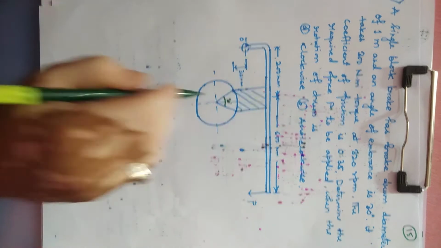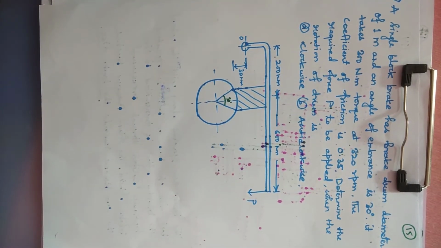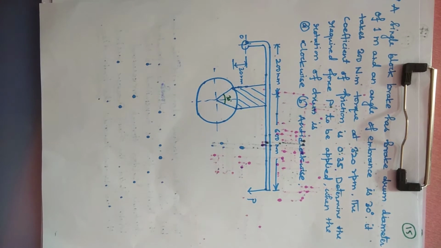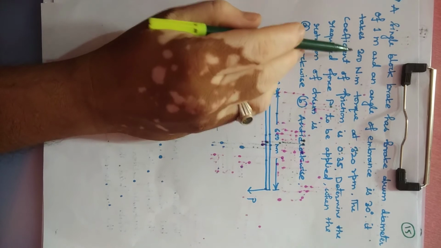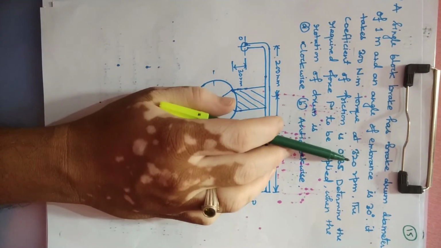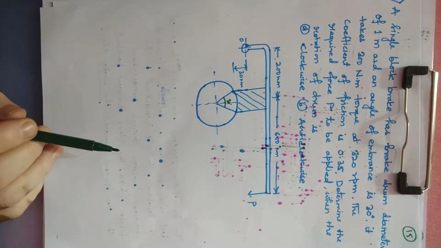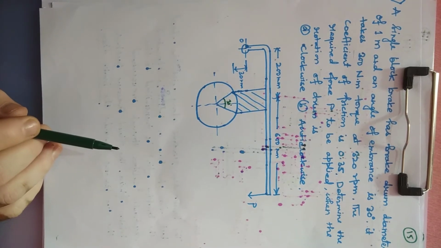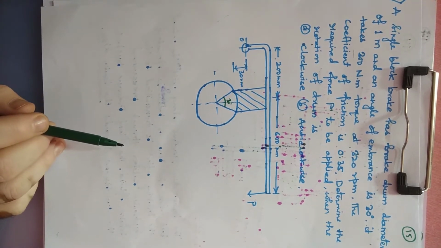Okay. Now it takes 300 Newton meter torque at 320 rpm. That means braking torque is given as 300 Newton meter and the rpm is given. The coefficient of friction is 0.35. Okay, so mu is given. Now determine the required force P.